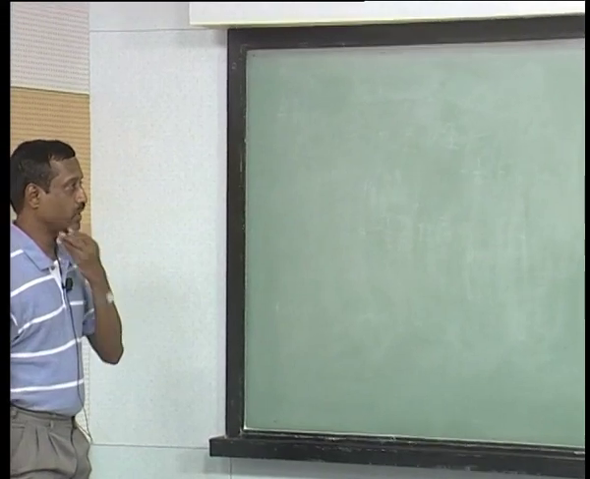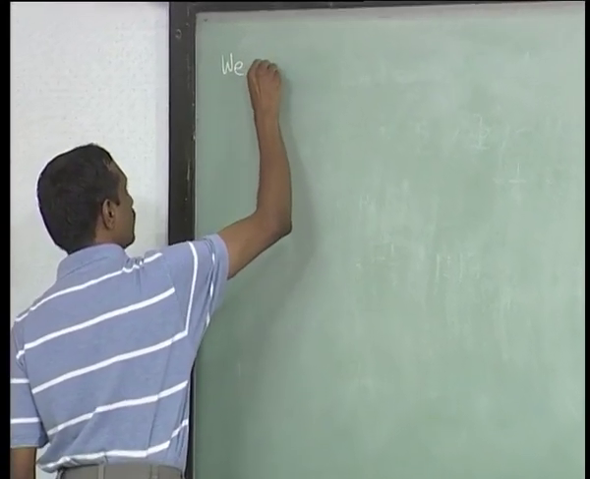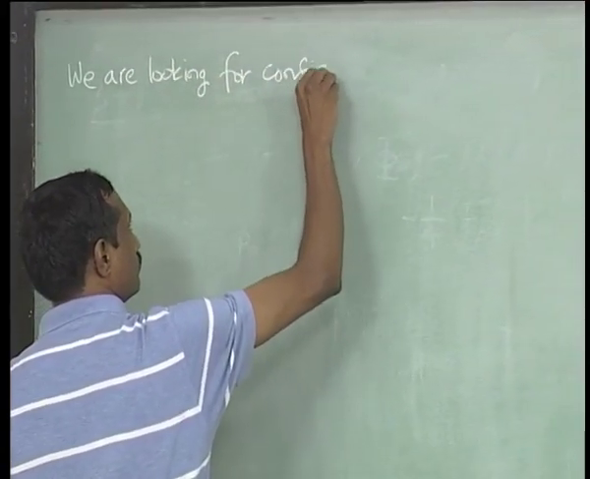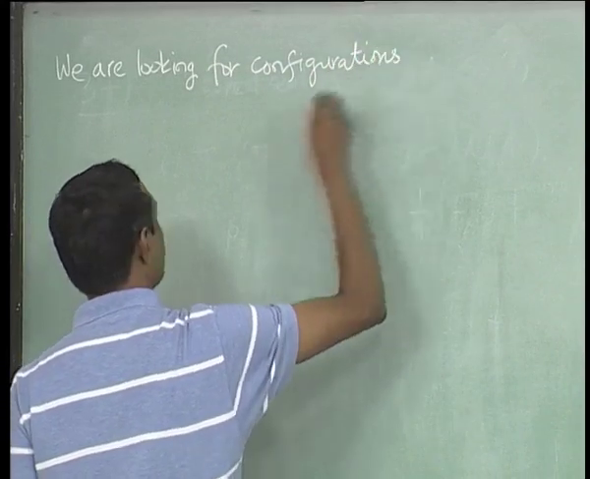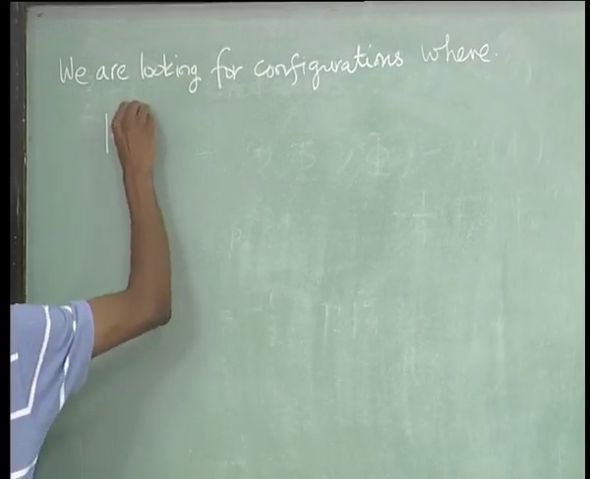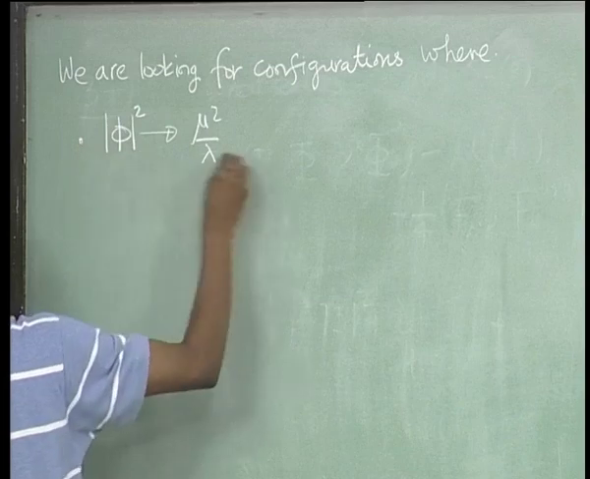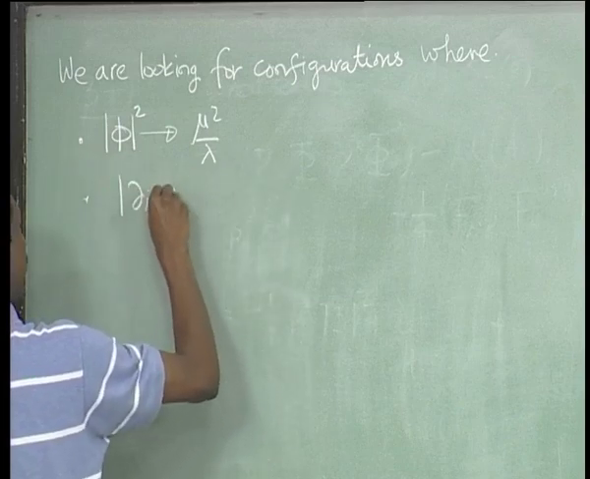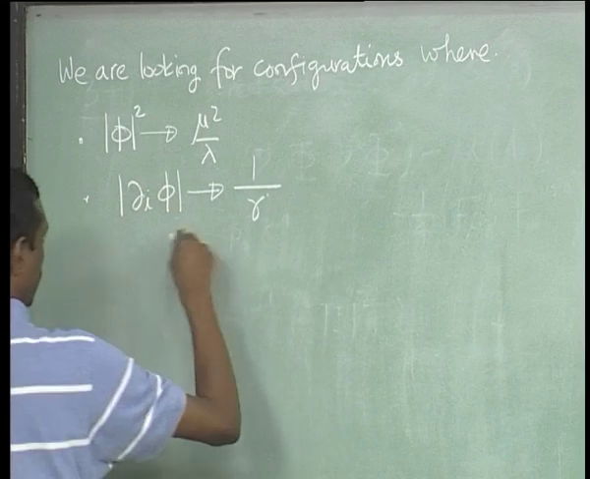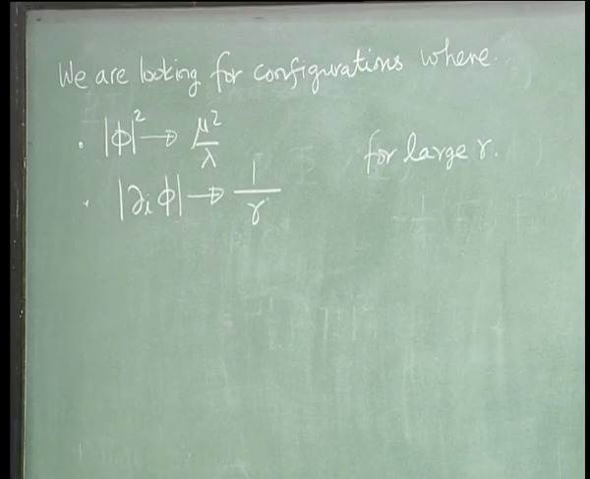Okay. So now that we understand that, the question is, we have added gauge fields, we are looking for configurations where mod phi squared tends to mu squared upon lambda and D phi goes to 0, but it goes to 0 as 1 by r.